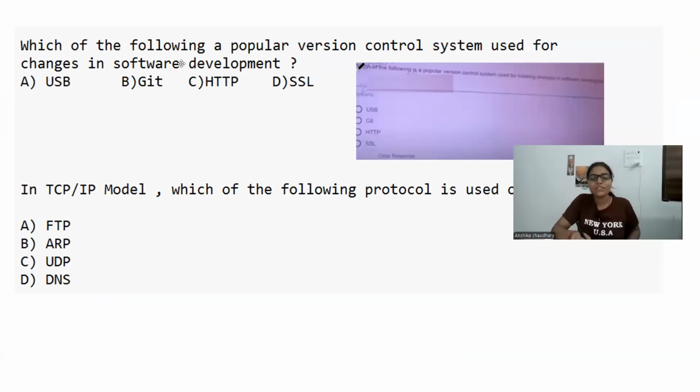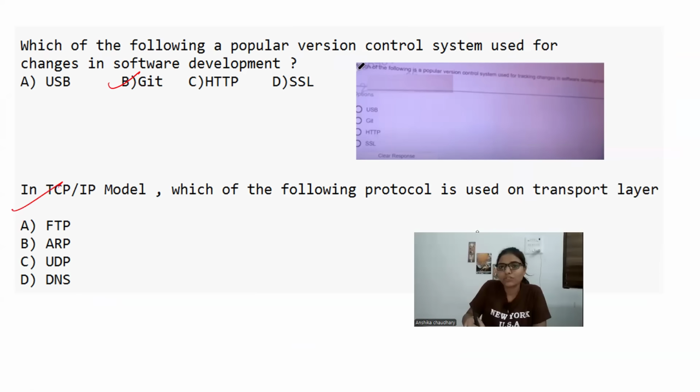The next question is: which of the following is the popular version control system used for tracking changes in software development? We all know that Git is the popular version control system nowadays. Okay, so let's have a look at this question. This particular question is the same as this one, only because it was blurred, I typed it.